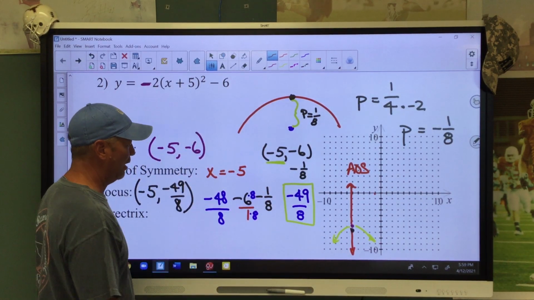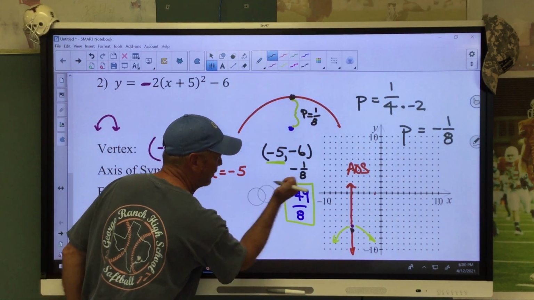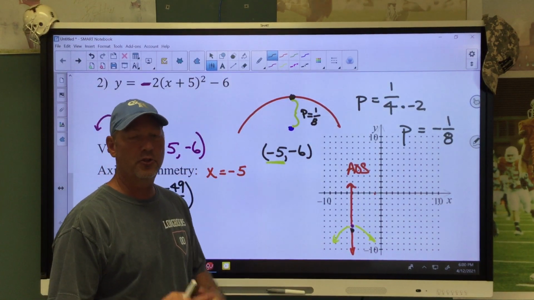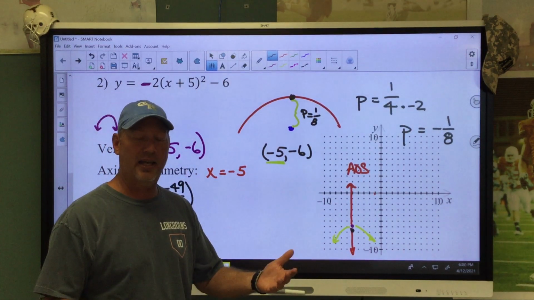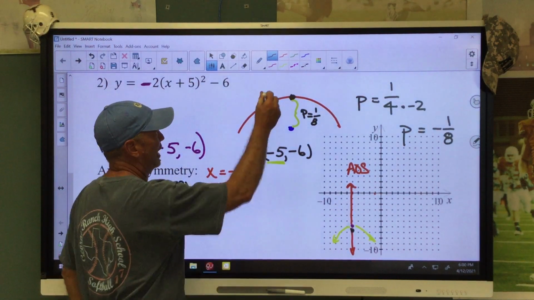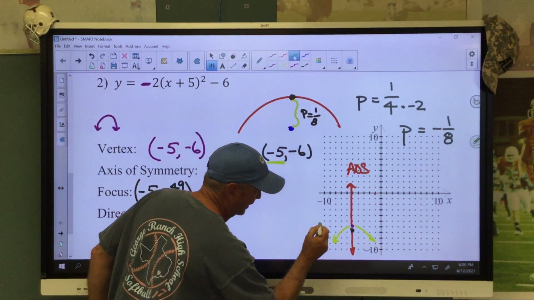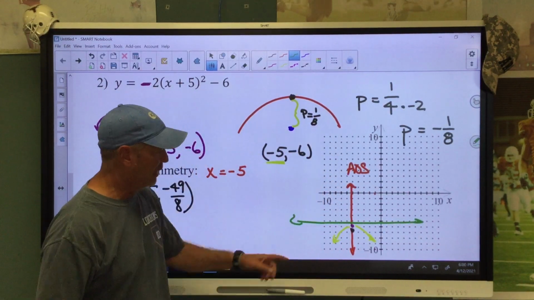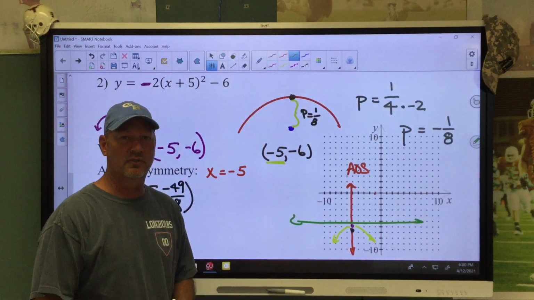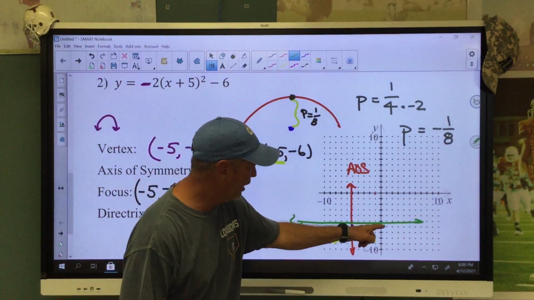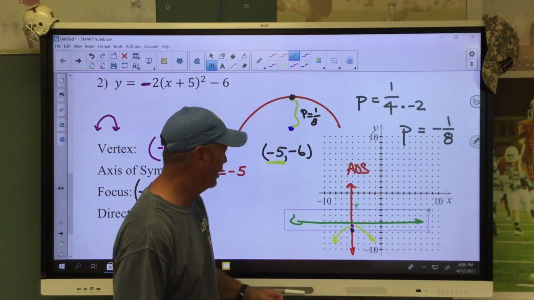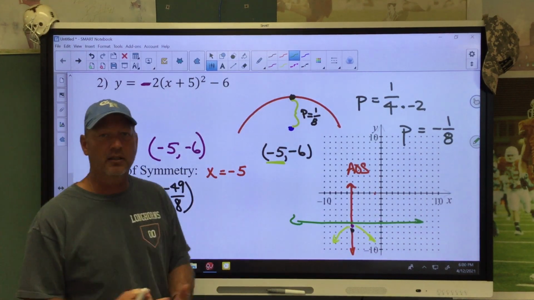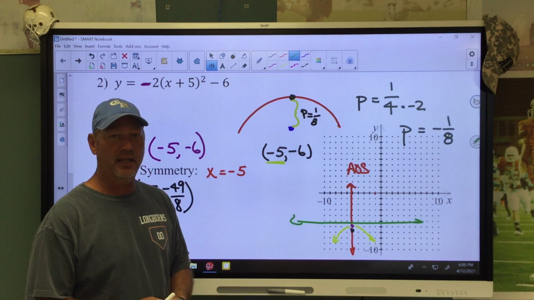Okay? Let me erase this. We now have what's called a directrix. The directrix is a line outside of the parabola. It's going to look something like this. It's going to be perpendicular to the axis of symmetry. It's going to cross the y-axis. So we're going to write it as y equals some number, because it's a line. Okay? How do we calculate it?